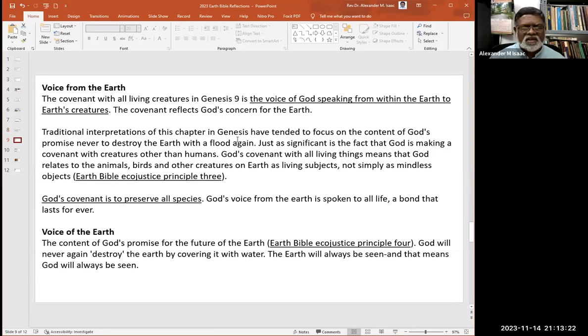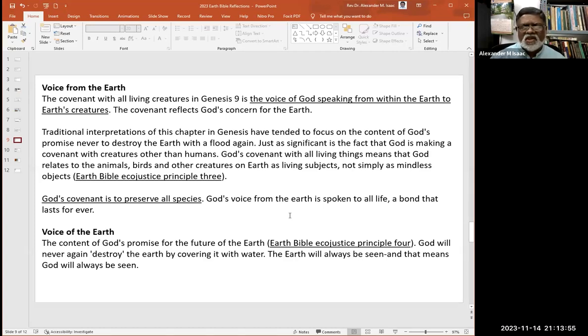Now we see another eco-justice principle in operation, voice from the earth. The covenant with all living creatures in Genesis 9 is the voice of God speaking from within the earth to earth's creatures. The covenant reflects God's concern for the earth. But traditional interpretations of this chapter in Genesis have tended to focus on the content of God's promise never to destroy the earth with a flood again. Just as significant is the fact that God is making a covenant with creatures other than humans.